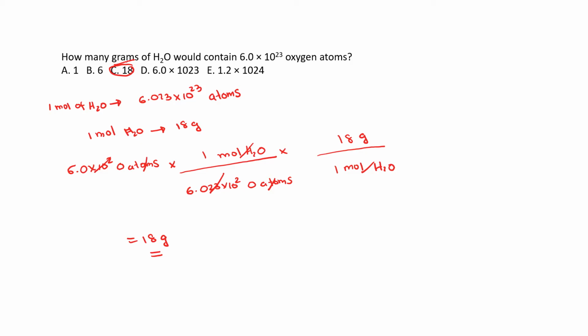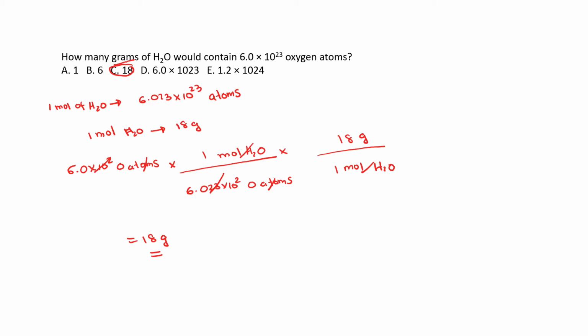So let's go to the next question. How many grams of H2O would contain 6 times 10 to the 23 oxygen atoms? In this case, you have to write down a few data first. You know 1 mole of H2O contains this much of atoms, the Avogadro number of atoms. And 1 mole of H2O also weighs 18 grams, which you get by calculating your molar mass.